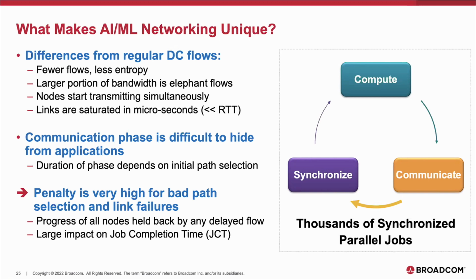One other note here is that the penalty is extremely high if you have poor path selection initially. So the progress of this whole job: you've got many thousands of nodes computing a task, and until all the data is transferred between all the nodes, you really worry about the flow completion time, the tail latency of the last packet, because until all the jobs are synchronized, you can't advance to the next computation step. So it's very important for AI/ML to load balance properly and do that quickly, because your congestion control algorithms don't have a chance to catch up, since your links are saturated so quickly.